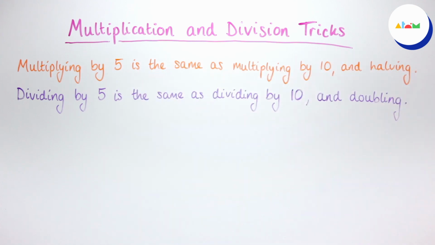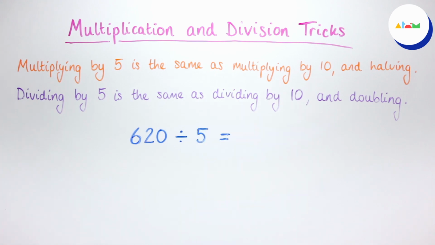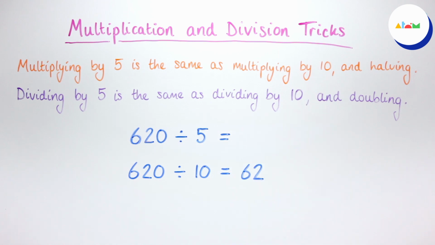Dividing by 5 is the same as dividing by 10 and then doubling. For example, to divide 620 by 5, we start by dividing 620 by 10, which is 62. Then we double 62.